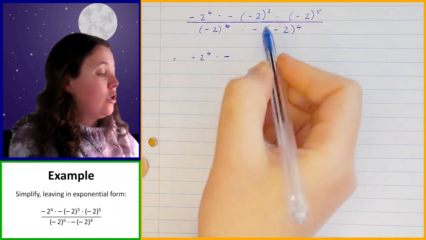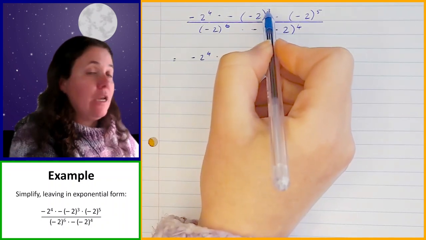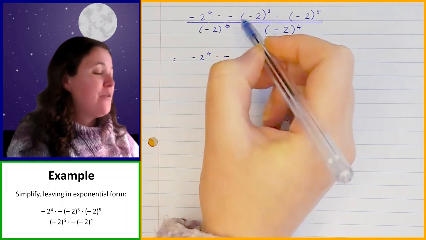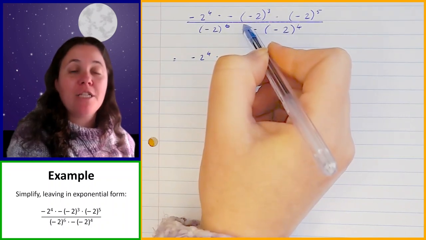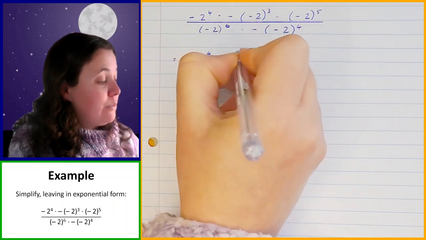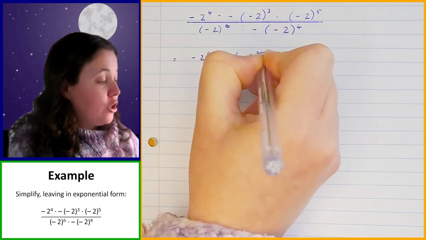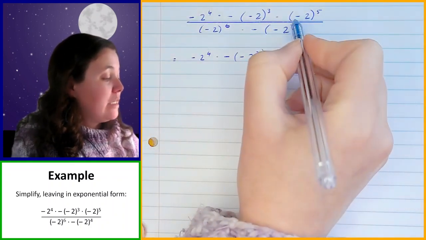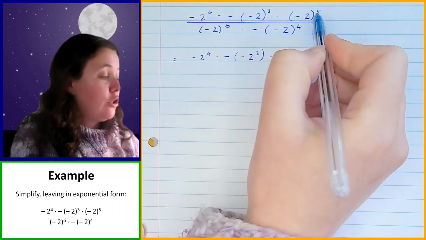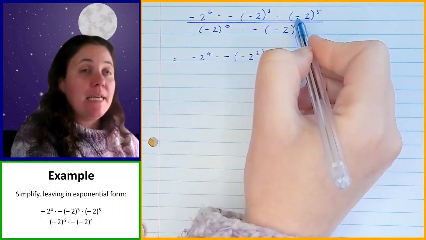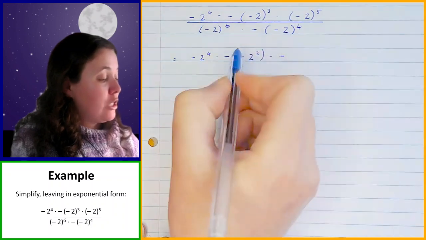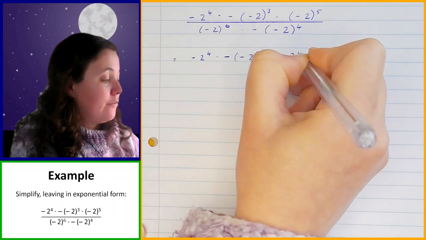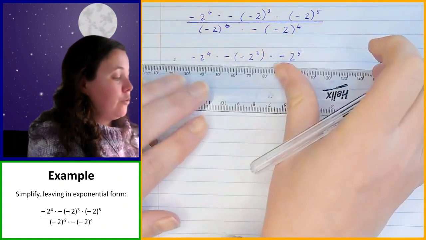Now we look at this, and remember we said if you have an odd exponent, it means that there are an odd number of negatives being multiplied together, so it's going to stay negative. So this is going to be negative 2 cubed, like that. Times, then I've got negative 2 to the power of 5. Also an odd exponent means that it's going to stay negative, but I don't need to keep this in brackets because I don't have another minus outside to multiply in, so I can just make that negative 2 to the power of 5. Then I'm going to put that over.